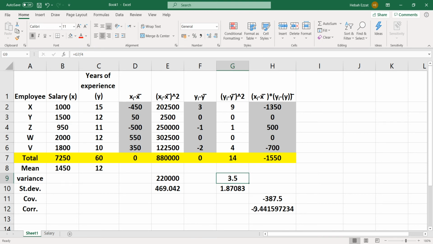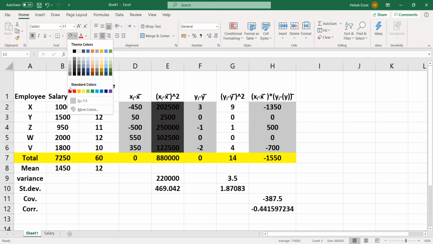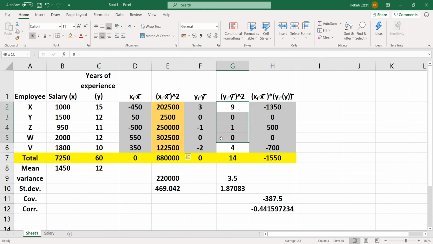So in order to calculate the correlation, we have to find the square of the difference between the observations and their means for the x values. I'll fill this with the orange and find again the square of the difference between the individual observations and their mean for the second variable, which is the number of years of experience.